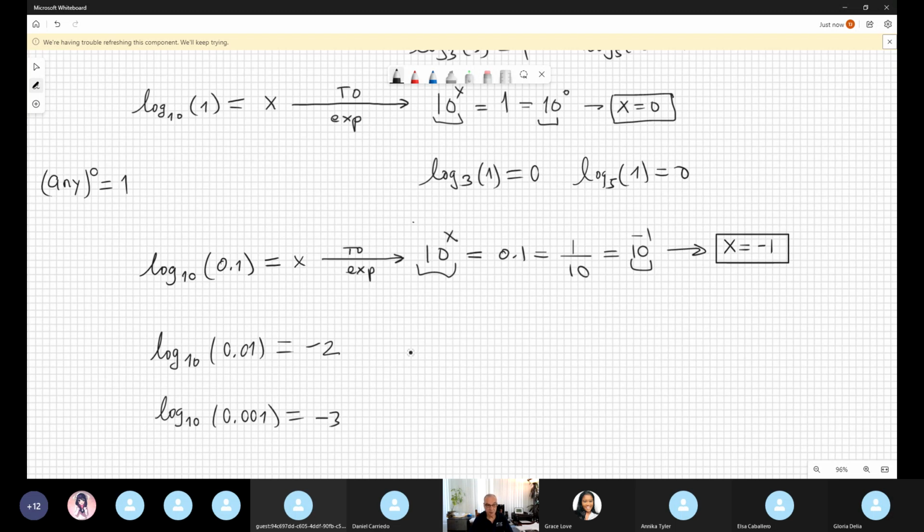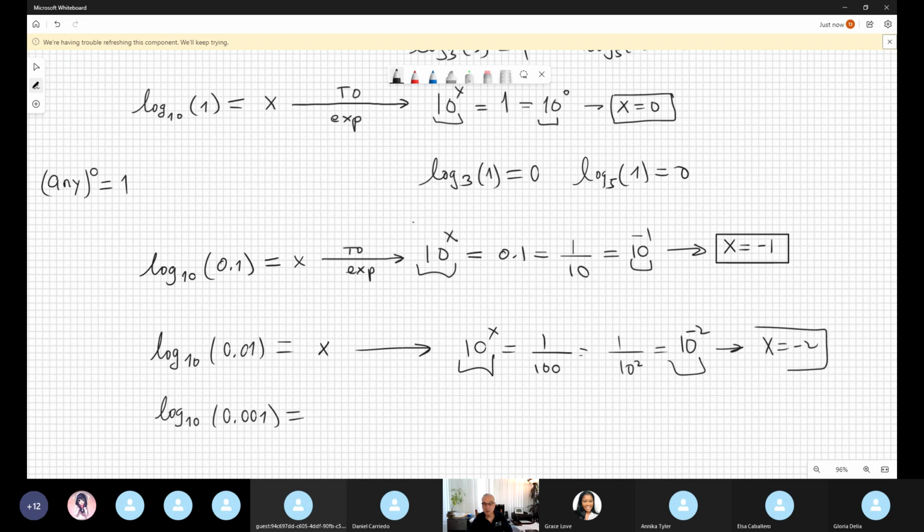Let me prove. Suppose I have no idea. I put x. I convert to exponential statement. 10 to the x is equal to 1/100. Entonces, this is like 1/10 squared. Reciprocal is 10 to the -2. Therefore, same exponential is -2. x equals -2. Okay, do you understand very well?